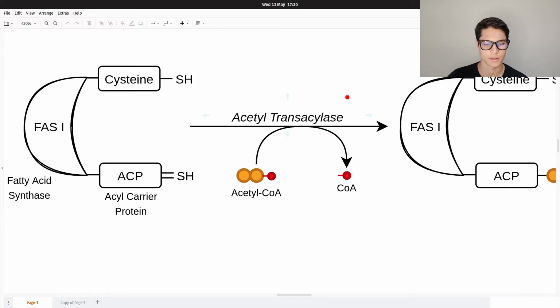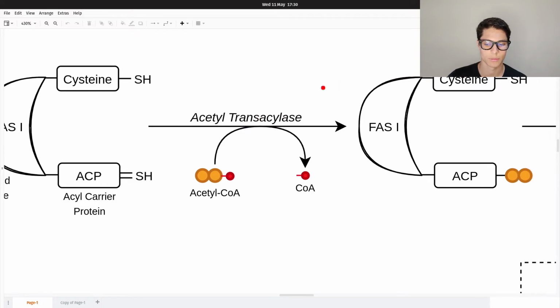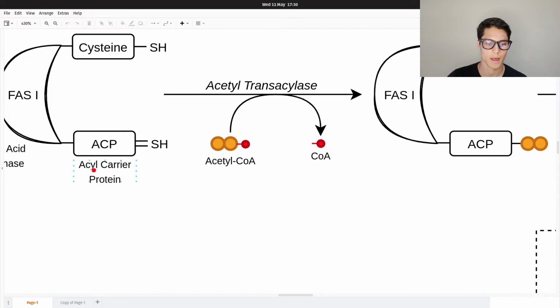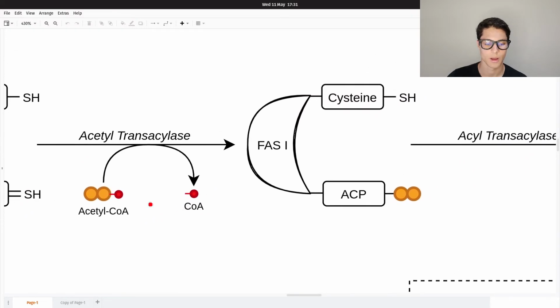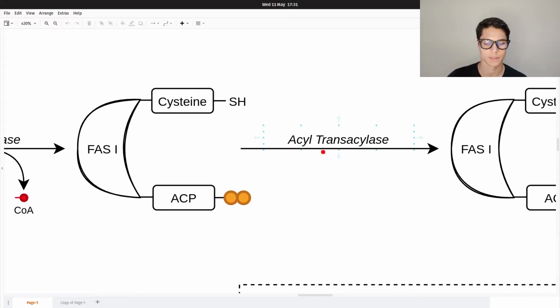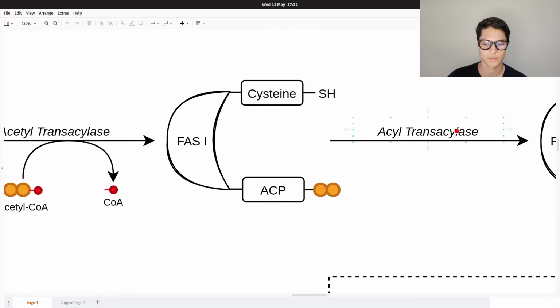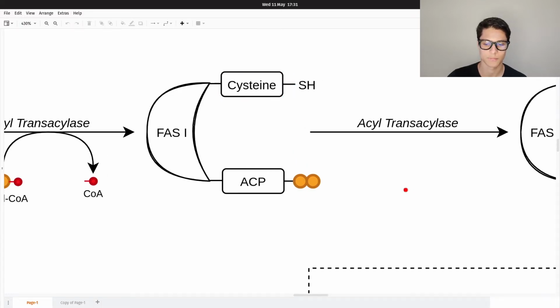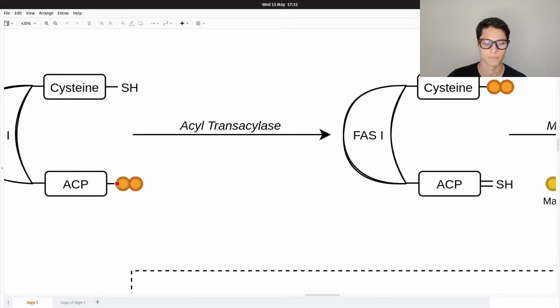Transacylase, that's transferring an acyl group to where? To the acyl carrier protein. So acetyl-CoA releases the CoA and the acetyl group gets bound to the acyl carrier protein. Then the acyl transacylase basically gets this acyl group and transfers it to the cysteine, as you can see here, from the ACP terminal to the cysteine terminal.